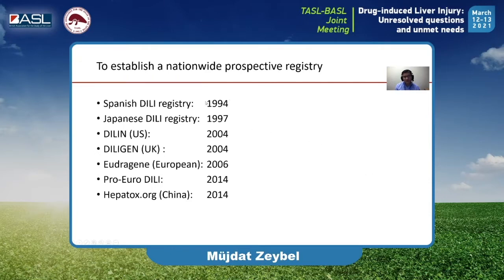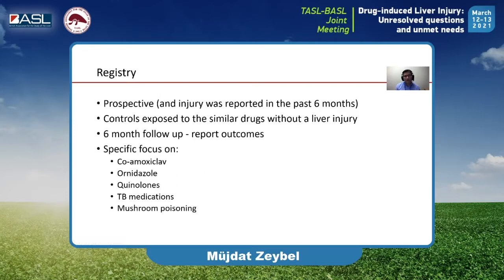We started by reviewing previous registries. In this aspect, Prof. Aytal was very helpful. He shared what type of information they are gathering in Pro-Euro-DILI, and our registry resembles Pro-Euro-DILI in many aspects. We are recruiting prospective cases, and also patients who had injury in the past 6 months. We also have controls exposed to similar medications without any liver injury, and we have 6-month follow-up and report outcomes.